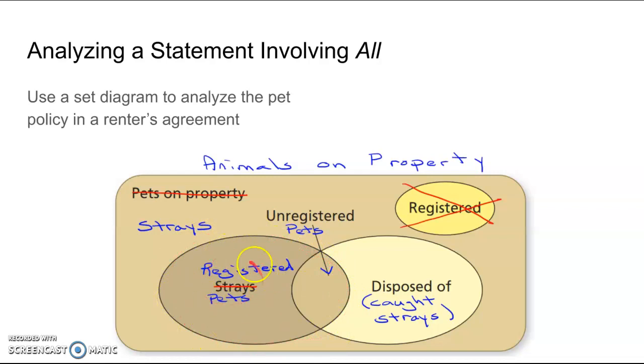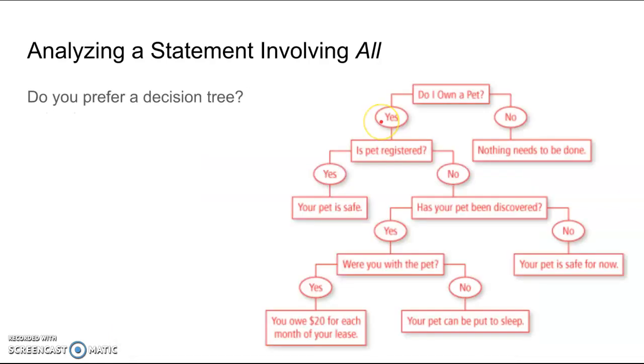This part of it would be registered pets. This part is unregistered pets. And it's also pets that are at risk of being disposed of or caught. And then also in this lighter section would be strays that are caught. So maybe someone could argue that this one's not perfect either, but I didn't like the first one, so this one made more sense to me. Your book also gives online a decision tree, which you can also take a look at.